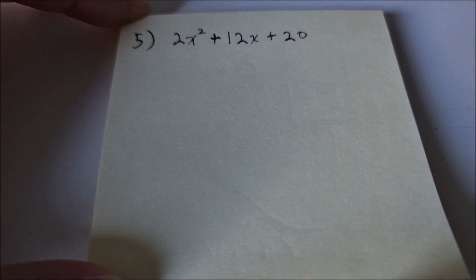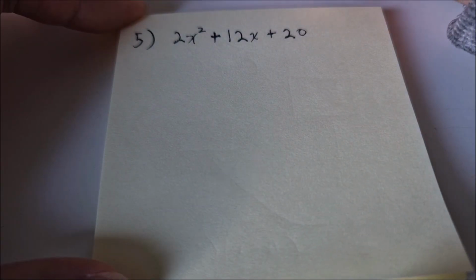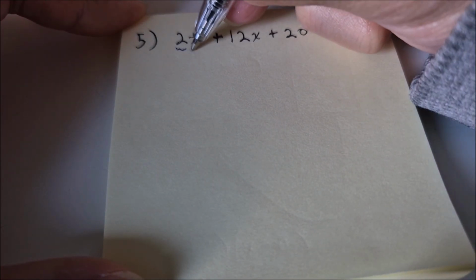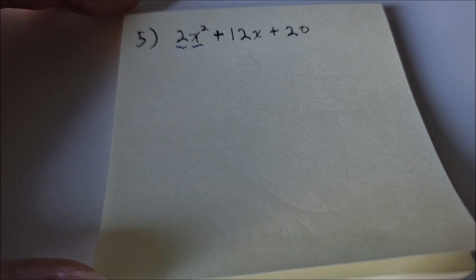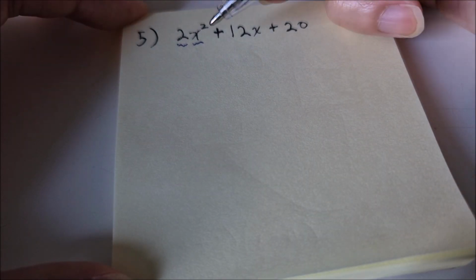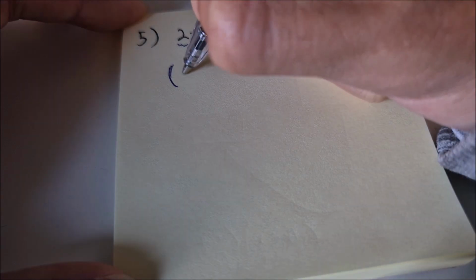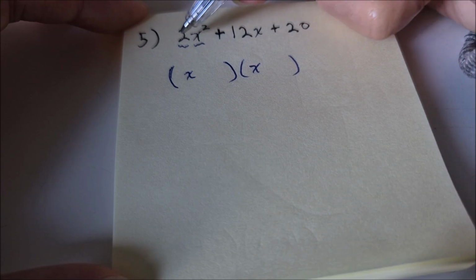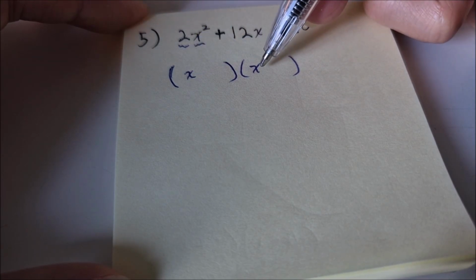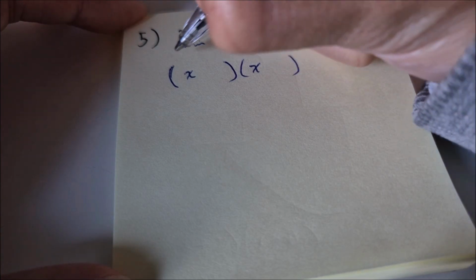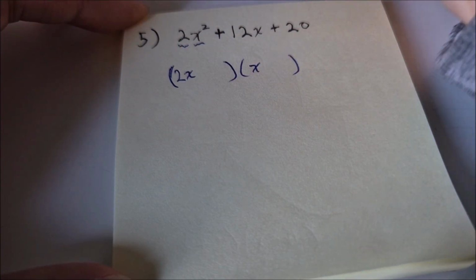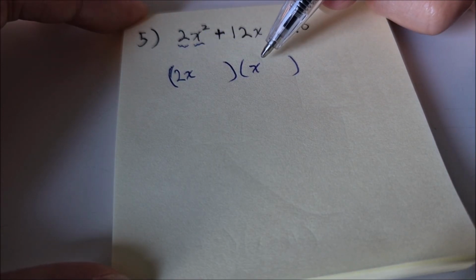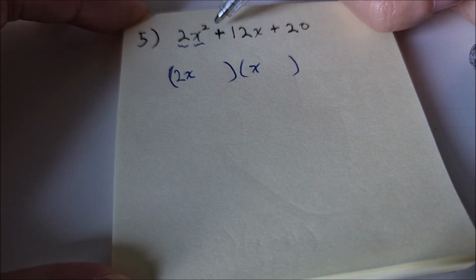Now for our last example, we have a 2 in front of the x squared term. How do we deal with this? So from previous examples we know that the x squared was just this times this. Just the same principle, but we have to put a 2 in front of one of the x's, so that 2x multiplied by x will become 2x squared.